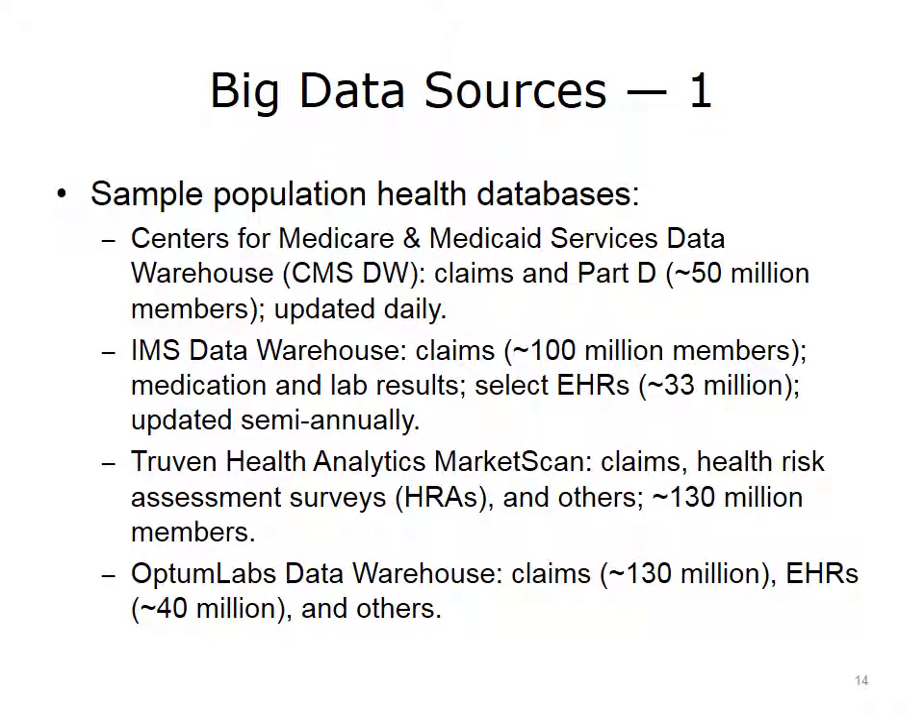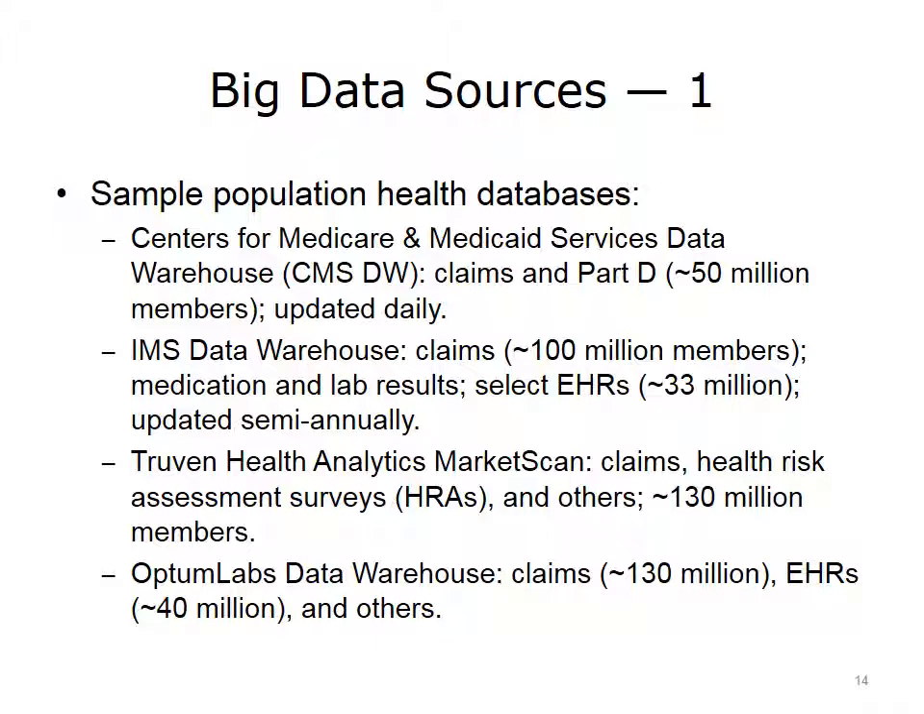As discussed, the term big data and its specifications are relative to each domain. Here is a short list of the big data sources for population health research and analysis. Centers for Medicare and Medicaid Services Data Warehouse, CMSDW, which mainly contains insurance claims for Medicare and Part D beneficiaries. The data warehouse is updated on a daily basis and contains the data of more than 50 million members.